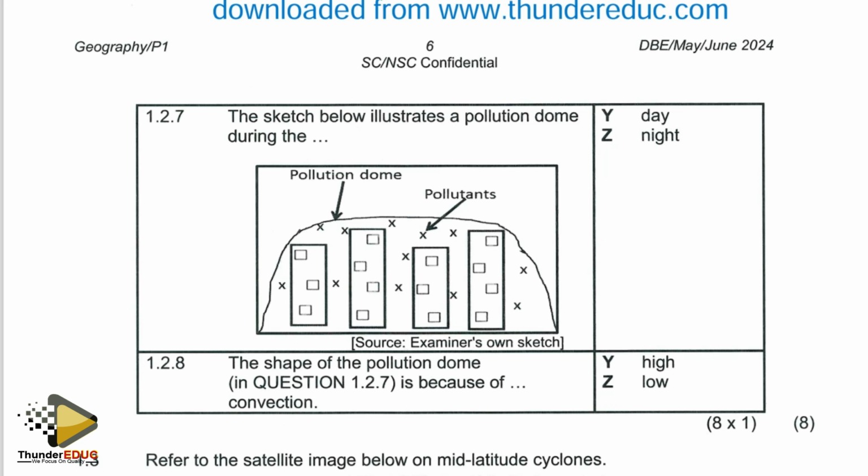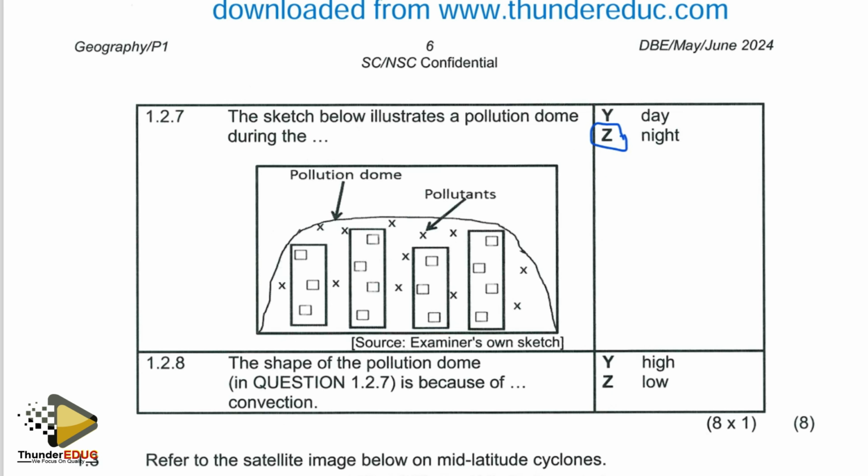So this shape here is typical of the night situation. You can see that the pollutants are concentrated, and the dome has a unique dome shape and is just close to the tallest buildings in the city, which shows that it's a night situation where we have sinking air which will push the pollutants further down and closer to the buildings, and the concentration tends to be high at night than during the day. So the correct response is the night pollution dome.